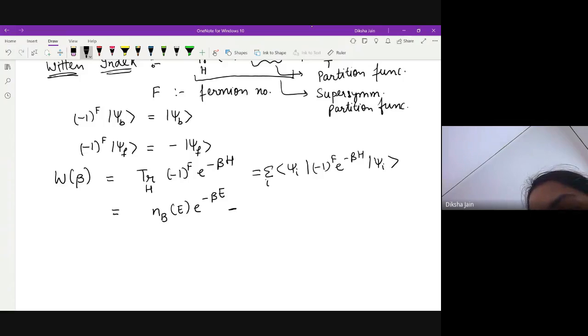Now, if a state is a bosonic state, and you have N_B(E) bosonic states at energy E, you will get N_B(E) e^{-βE}. But for the fermionic state, you will get a minus sign: minus N_F(E) e^{-βE}, and then you sum over all energies.